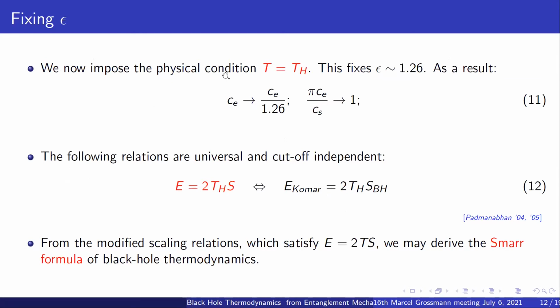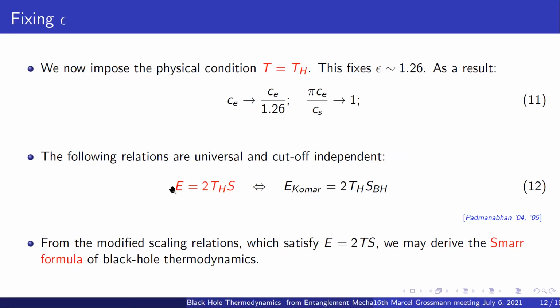So for now, I'll circle back to the original definition of entanglement energy, which introduced prefactor epsilon. So here, imposing the condition that this temperature is equal to Hawking temperature, I can in fact automatically fix epsilon to be of the order of 1.26. And this basically rescales all the other constants. And finally, what we get is this result. We get a relation that connects entanglement energy and Hawking temperature and entanglement entropy.